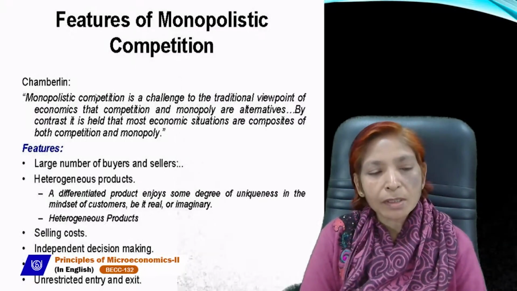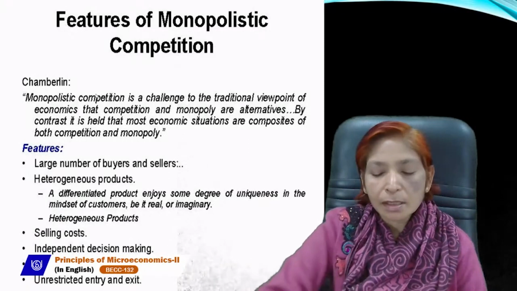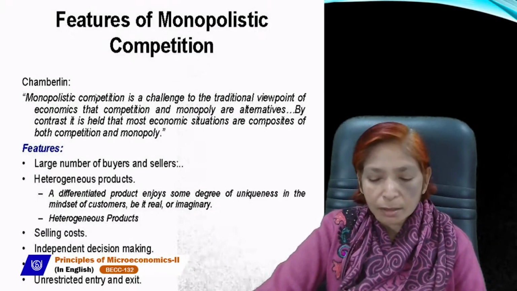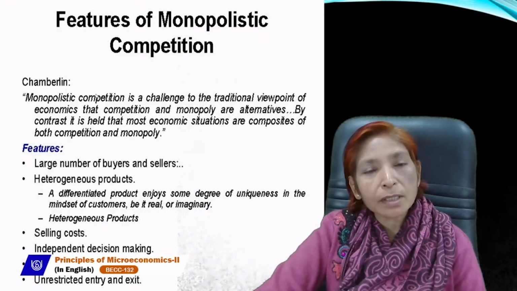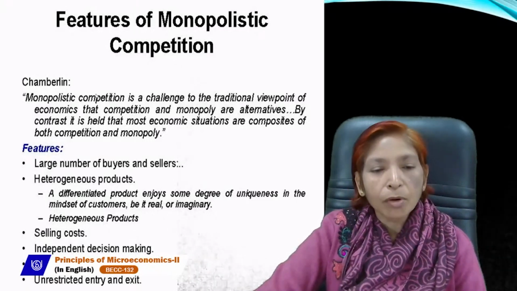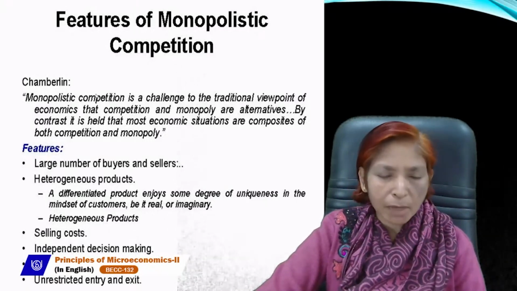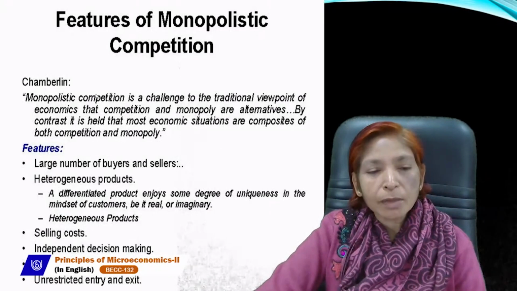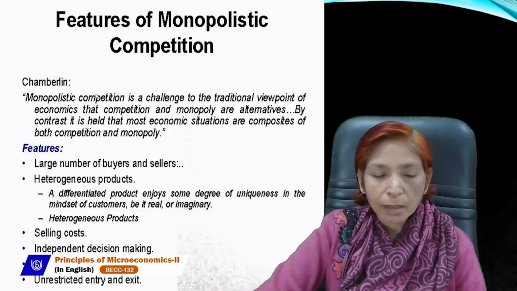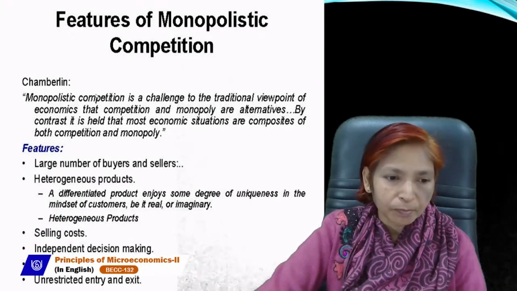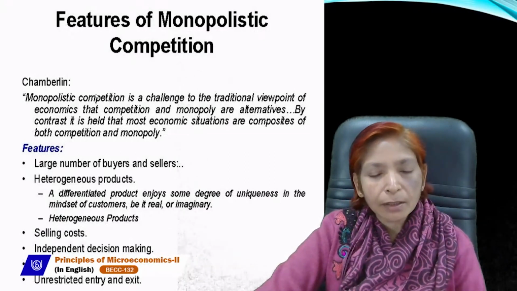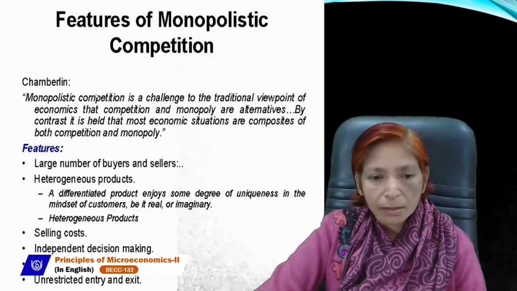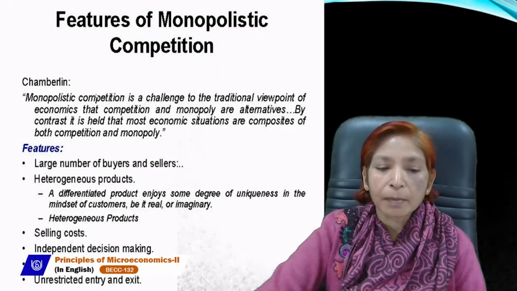This market always produces a heterogeneous product. This is the second and most important feature. Perfect competition always produces a homogeneous product. Monopoly may produce a homogeneous or differentiated product. But monopolistic competition always produces a differentiated or heterogeneous product. It means there will be a slight difference between the products of all the companies, but the purpose of the product will remain the same.